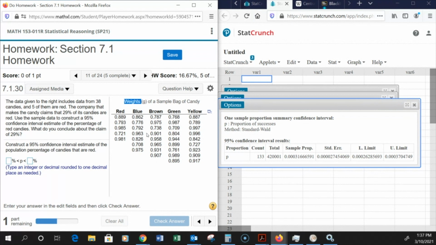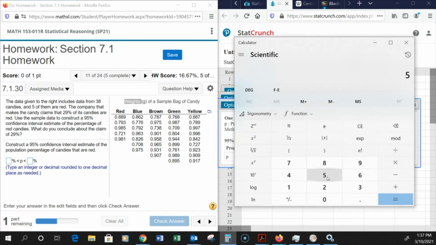Well, there's 1, 2, 3, 4, 5, 6. There's 38. Yeah, it says that right here. There are 38 candies, and 1, 2, 3, 4, 5 of them are red. And you think, what proportion of candies are red? And I'm thinking 5 out of 38. Yeah, you could use a calculator. Let's use a calculator. 5 divided by 38. It turns out in this bag of candy, our sample bag, 13% or so were red.